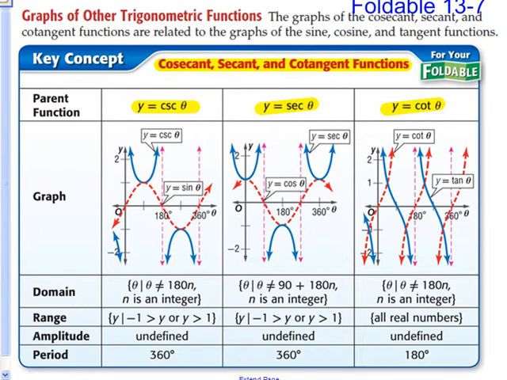Okay, then we have cosecant, secant, and cotangent. So the way we do those graphs, if you look at the red part there, that is the graph of sine. And so anytime that sine touches the x-axis, we have to draw in asymptotes. That's these pink lines here that I'm covering up with black. And then what you do is you flip the graphs over.